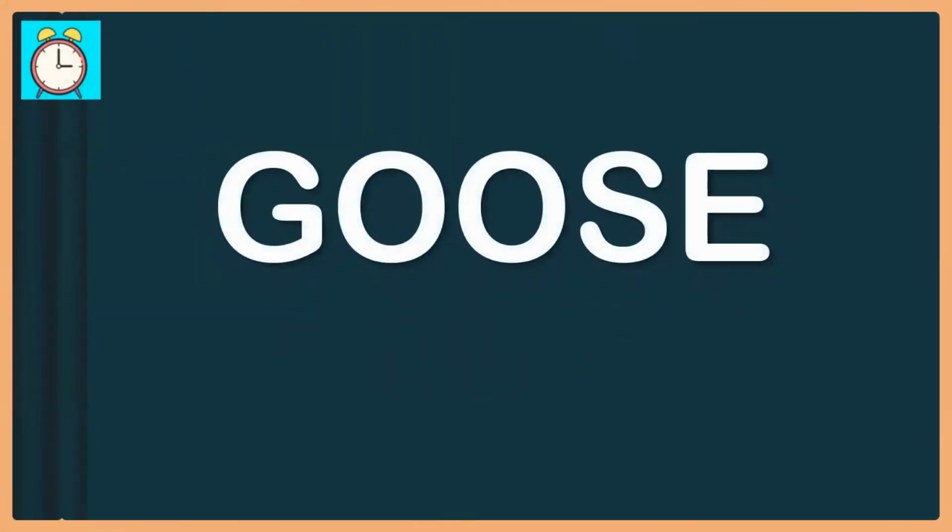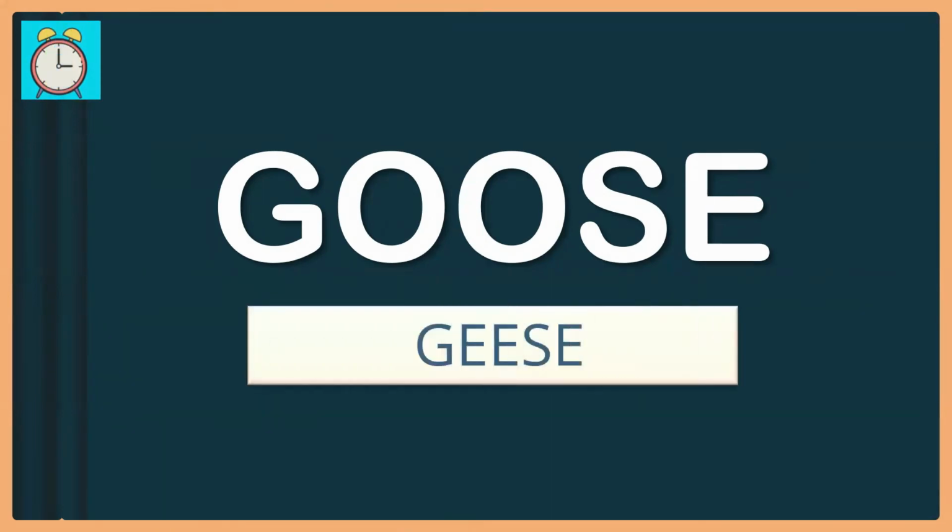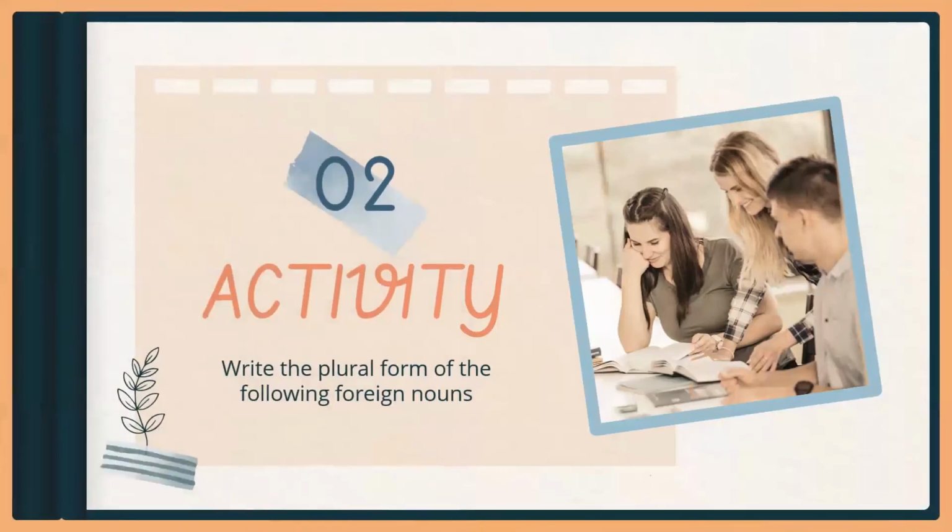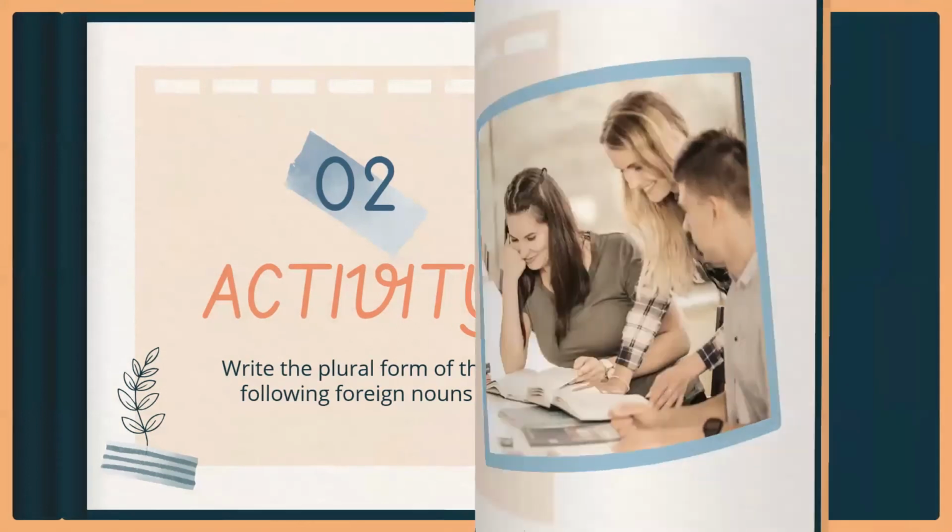Next, how about the word goose? What is the plural of goose? The plural of goose is geese. Now let's try activity 2. Let's now focus on the foreign plural nouns. Remember the rules? Um change to A, on change to A, sis change to ses, ix or ex change to ices, A add E, and us change to I. So if you're ready, let's get started with activity 2.